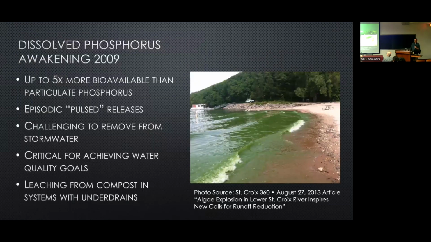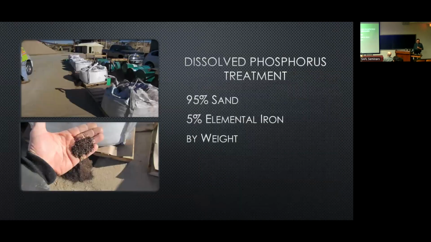So then we got to 2009, and I call that our soluble phosphorus awakening moment. I think our big challenge for water resource management is that that component, soluble phosphorus, is 5 times more bioavailable than total phosphorus. So it really can't be ignored. And then we got the news that our bioretention basins that had underdrains in them, now called biofiltration basins, were leaching compost from the underdrains.